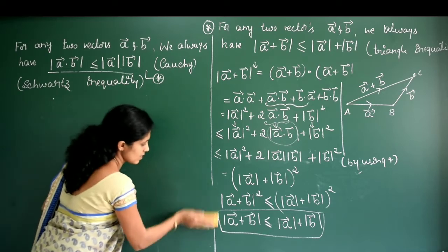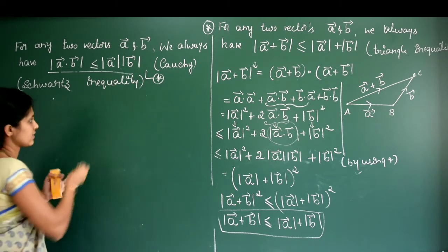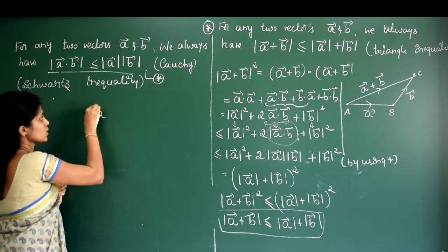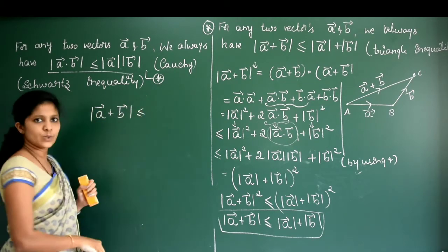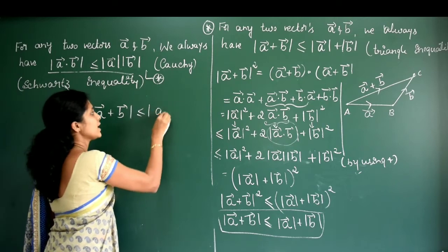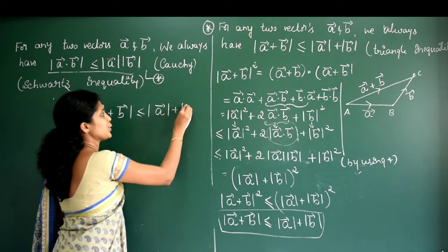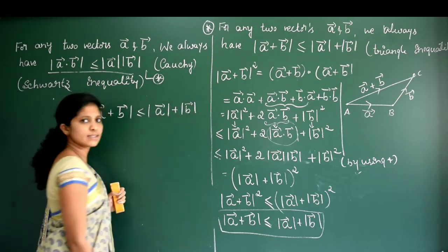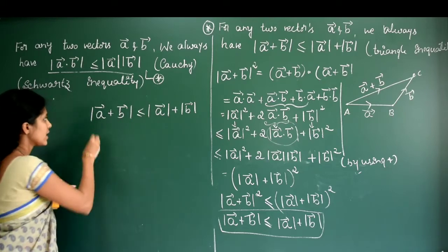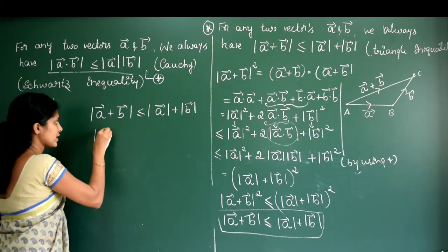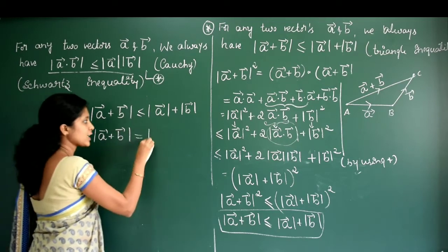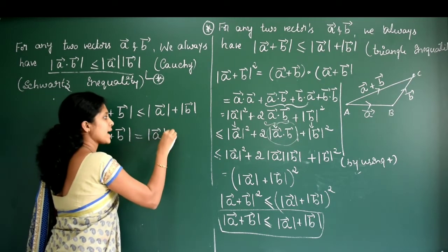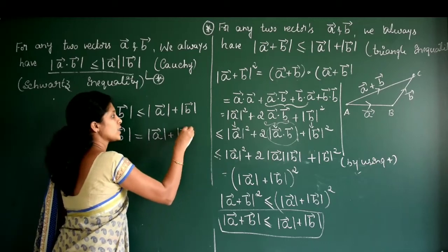Suppose the condition is given, listen carefully, this is also an important one. Magnitude of A vector plus B vector is always less than or equal to magnitude of A vector plus magnitude of B vector, right? So this is given. If equality holds, that is, magnitude of A vector plus B vector is equal to magnitude of A vector plus magnitude of B vector, what is meant by this?